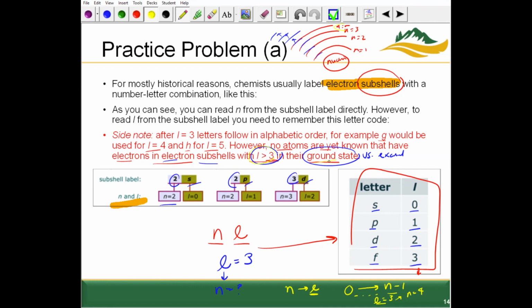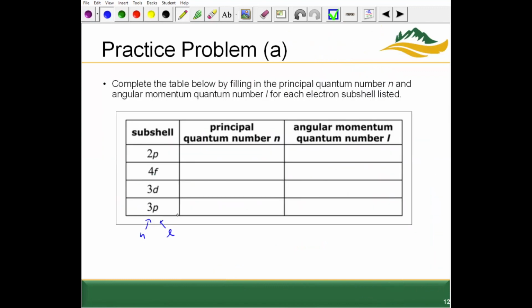Electrons that are in their stable, non-excited state are called the ground state. We can have electrons that are temporarily excited beyond those energy levels, but in their ground state, this is what we see. So for our problem here, N and L.